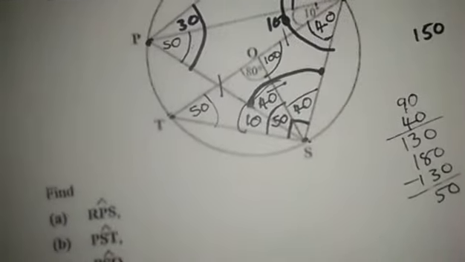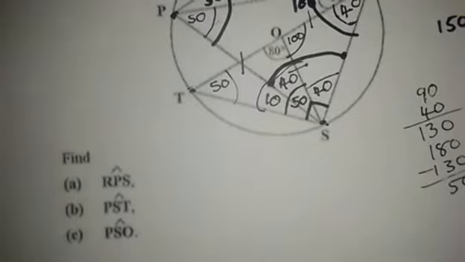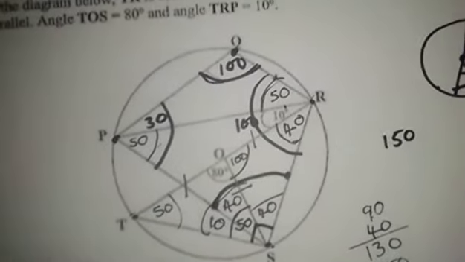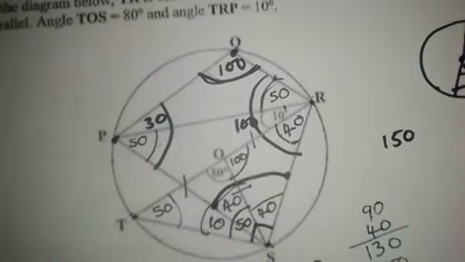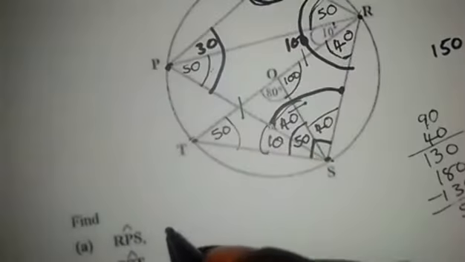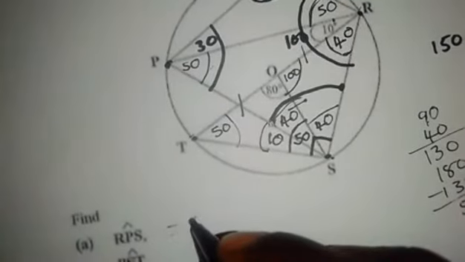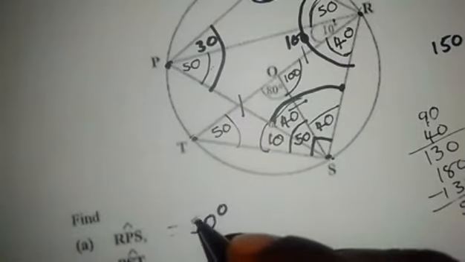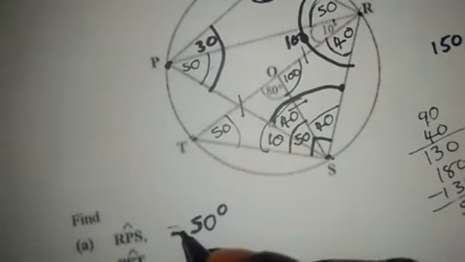Takwenda kuma answers edu. Vari kuda RPS. So RPS ndi 50. So ndakuya pana ndanyora kuti RPS wedu ndiani? And this is 50 degrees.